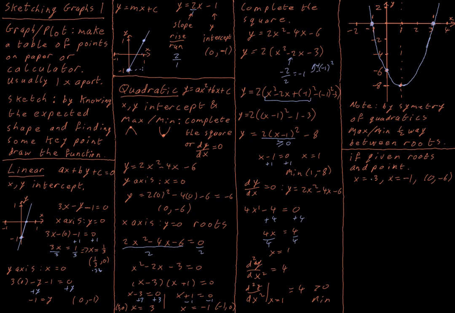Finally, if we're given the information in quite a different style, if we were given the roots and we were given a point on the curve, we would be able to say, well, if I know the roots, I can rearrange these roots to get the factors. So using the factor theorem, that's going to be an x and a y. Rearranging these to get my factors.